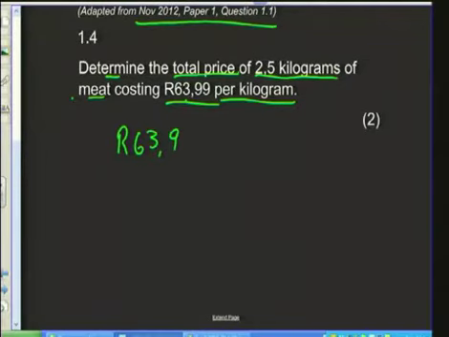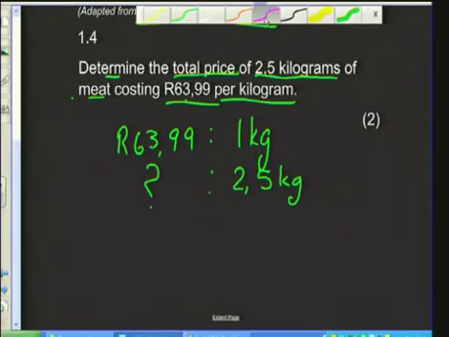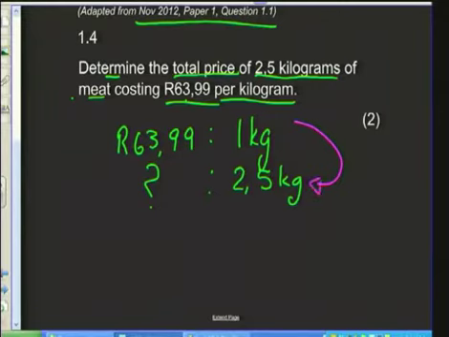We have been given that we have $63.99 per kilogram. That means that is for 1 kilogram. And now I want to know how much is it going to cost for 2.5 kilograms. And once we have it written out like this, we can deal with it as if it is a ratio. So how do we deal with that? What we do is we see, well, what do we do from the 1 to get to 2.5? We times by 2.5. So we're going to do the same thing on the other side, times by 2.5.